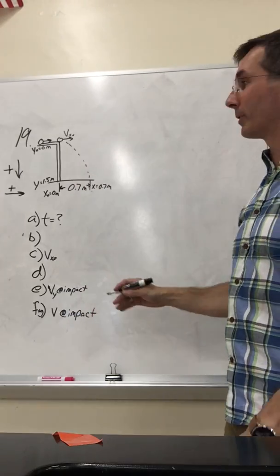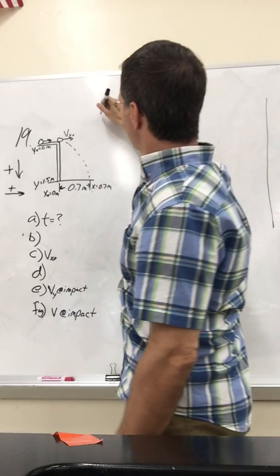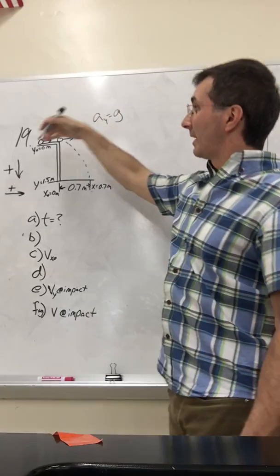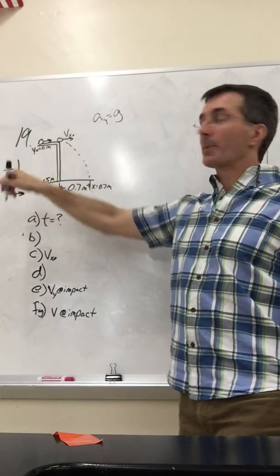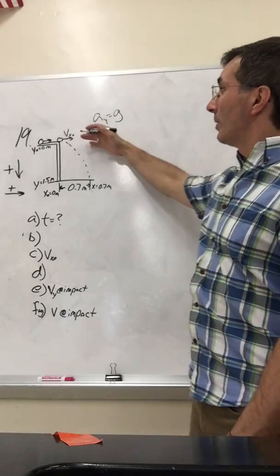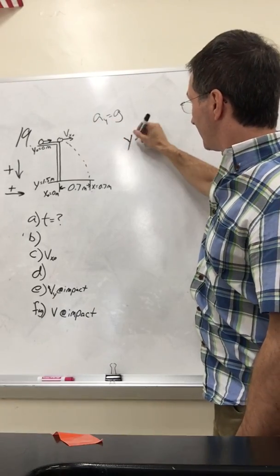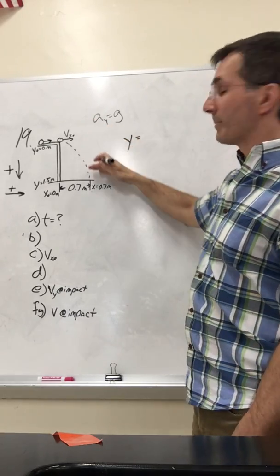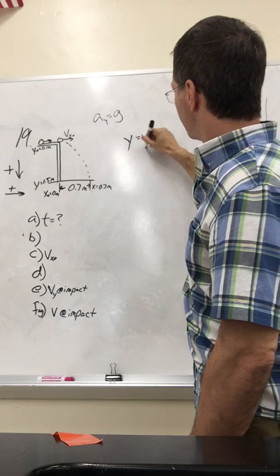Time is only dependent on the vertical information. We know that in the vertical direction we have an acceleration of g. I'm making g positive because down is my positive direction. I'm going to use the second formula, which I think you guys should always use if you're trying to find the time of a horizontally launched projectile.